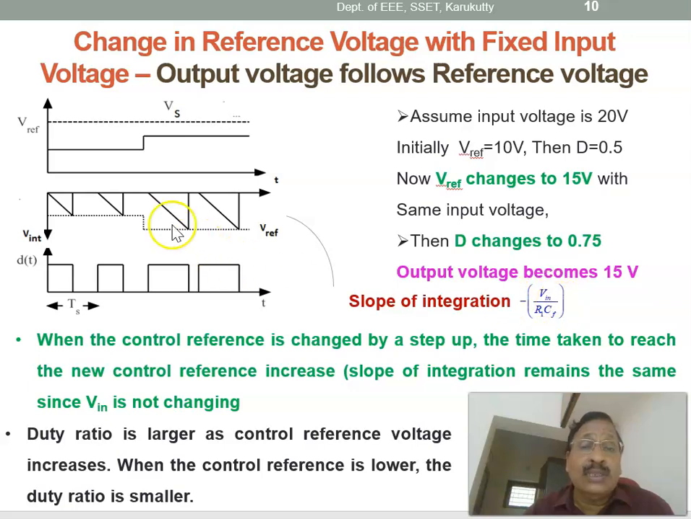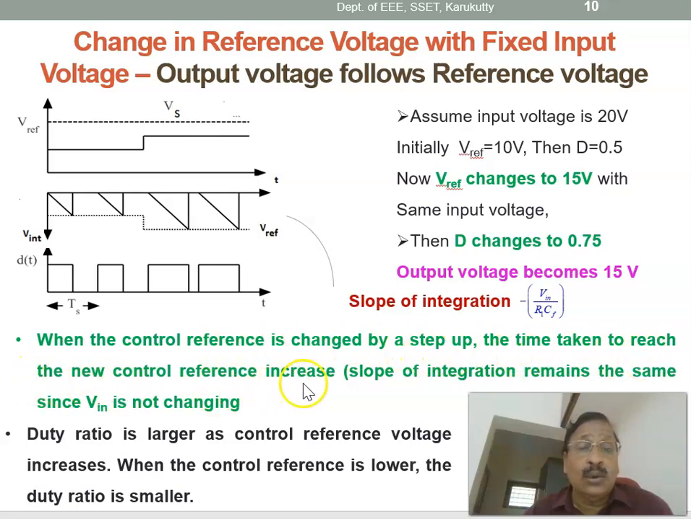Since the reference voltage is changing, this slope is not changing, because there is no change in input voltage. It has the same slope, but the reference voltage is increasing, so you can see that as the reference voltage increases, the time to reach the reference voltage increases. Previously this was the time, but now it is increased. That is why the on period will be increasing and the off period will be reducing, or the duty ratio will increase. Therefore, as the reference voltage increases, the duty ratio increases and the output voltage reaches the same value as the reference voltage.